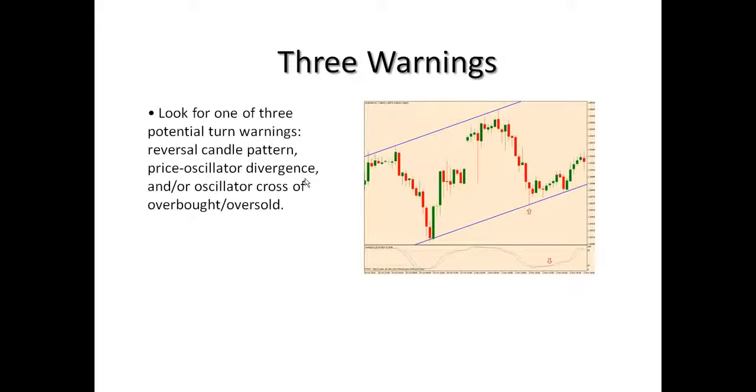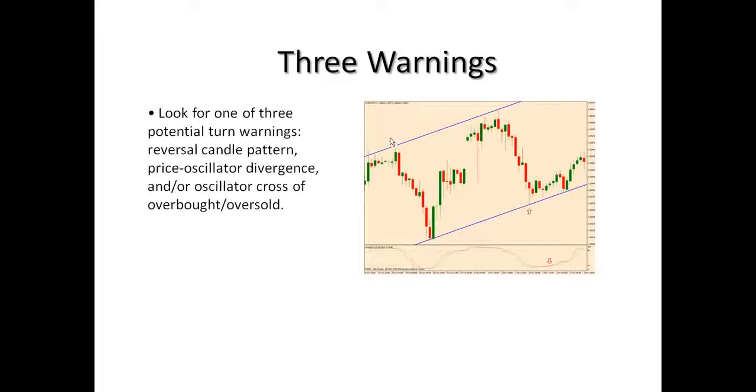The third possible warning is the oscillator cross of overbought or oversold. If you take a look here, we have a cross. We have the oscillator in oversold, and it crosses to the upside. That for me is one of the warnings. So, three warnings. Look for one of these three potential warnings: a reversal candle pattern, and or price oscillator divergence, and or an oscillator cross of overbought or oversold.